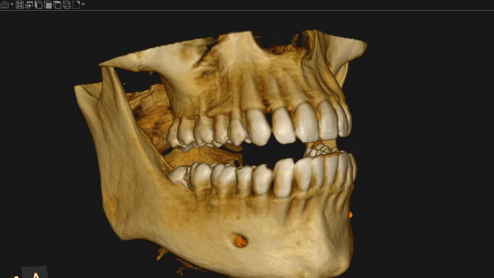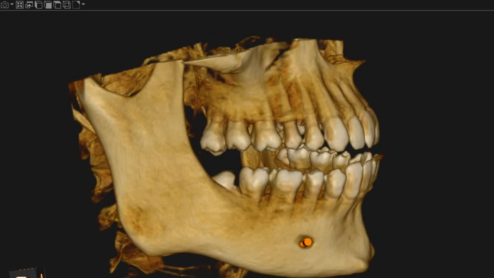This is the CBCT of the patient that you had requested. The area of interest is the lower right and the upper right wisdoms for evaluation.